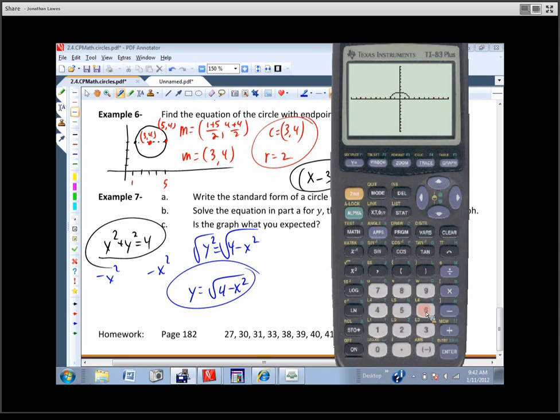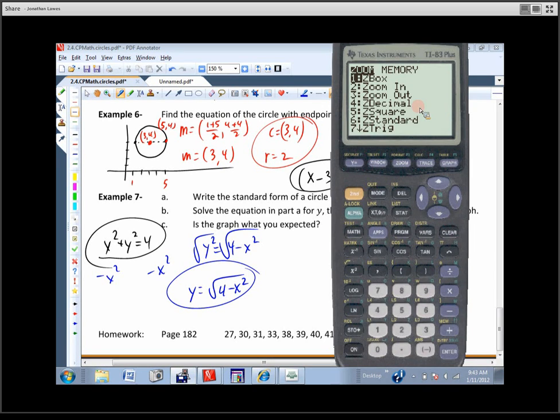Is that all right? So we're going to do two things to fix that. Hit the zoom menu again. Okay, and see this one right here? See zoom decimal? Zoom decimal is a nice small window. It only goes from negative 4.7 to 4.7 and negative 3.1 to 3.1. Now that sounds like a really weird choice. Why would they want to go further in this direction than this direction?